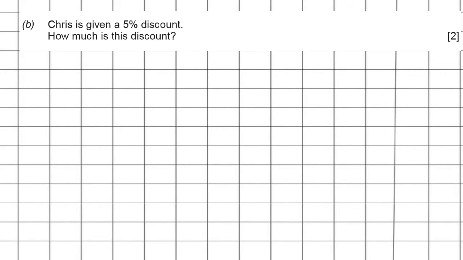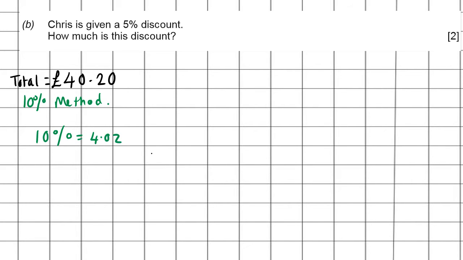Okay, B. Chris is given a 5% discount. How much is this discount? Okay, so the total was £40.20. Okay, so there's two ways we can do this. We can do the 10% method. So 10% gives us £4.02. 5% is just half that, £2.01.